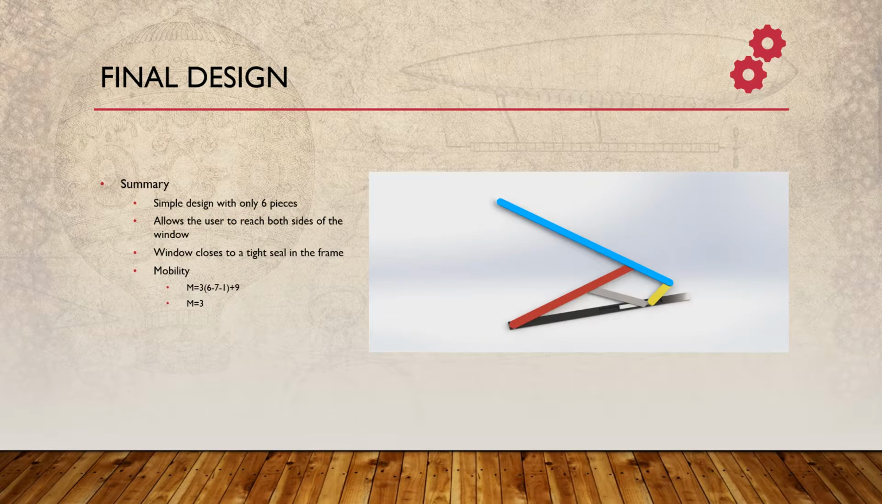So in summary, we have our final design, which can be seen here in the half open, half closed position. Some of the notable points are that it's a very simple design. It only has 6 pieces. It does allow the user to reach both sides, which was one of the initial requirements I put on this project. And the window closes with a tight seal in the frame itself, so it doesn't hinge on the side, it slides and locks in. When we look at our mobility equation, we can see that this has a mobility of 3, which is not ideal, but it works well because of the way the window seals within the frame. It can't actually go back on itself.